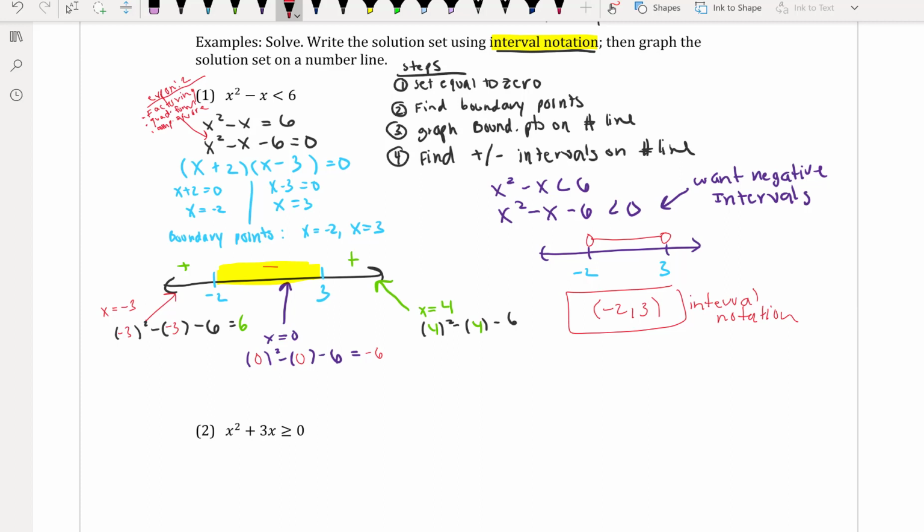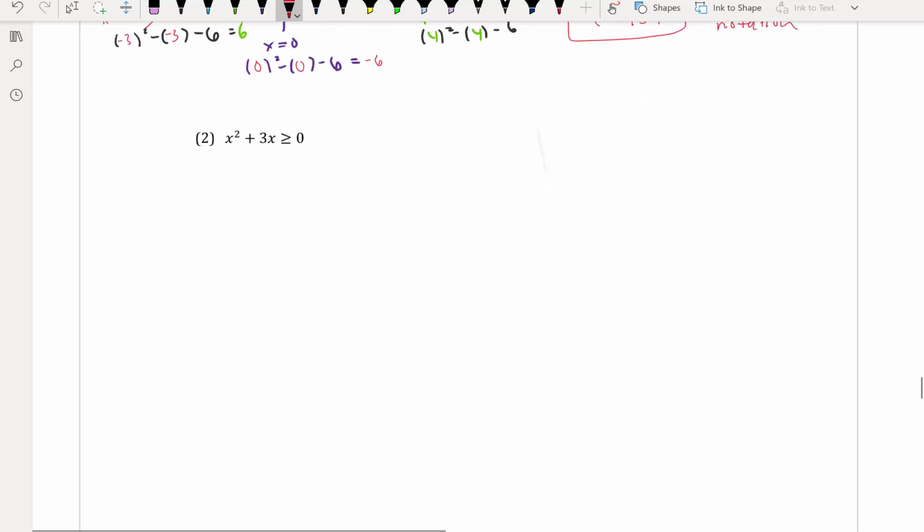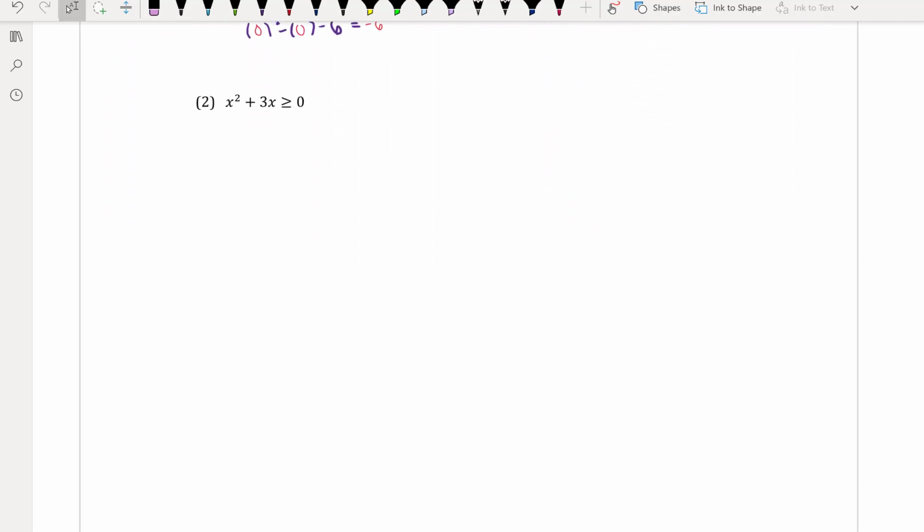That's my smallest x value and my maximum x value there. Okay. So hopefully that helps you. That was our first introduction to solving a quadratic inequality. Now let's look at example number 2. At example number 2, this is nice because it's already set to 0.